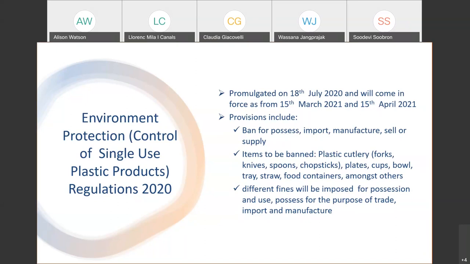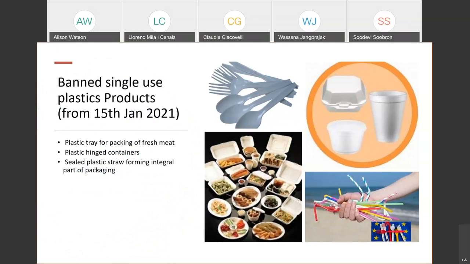Next slide, please. So these are the single-use products that we are going to ban. But we have the exception that the plastic tray, the hinge container, and the sealed plastic straw forming part of integral packaging will not be exempted from January 2021. But by April 2021, because these are taking a longer time, we have representation from the manufacturers and the importers.